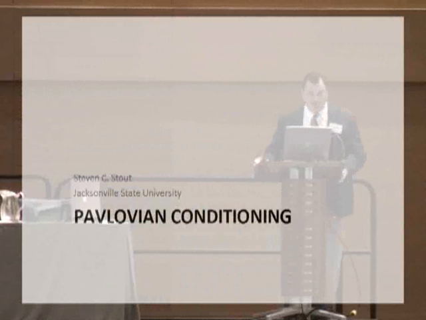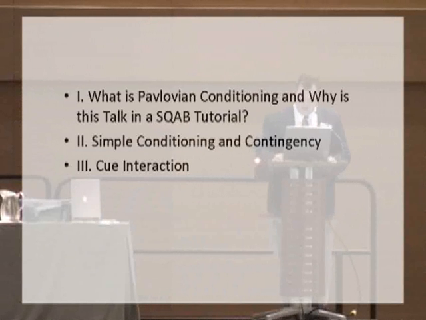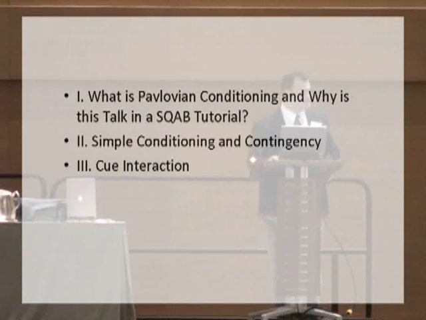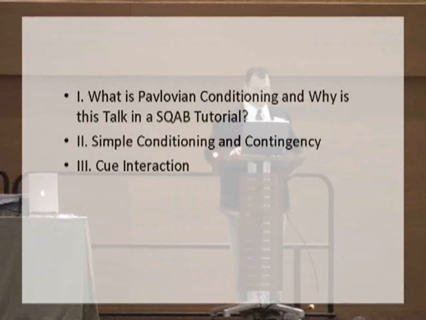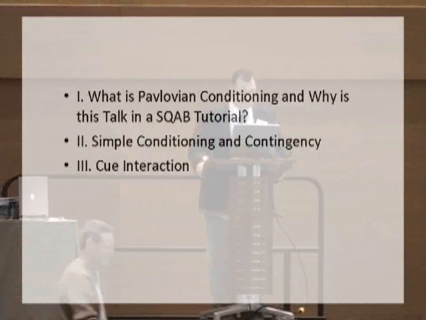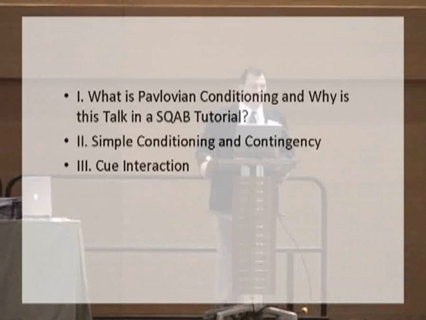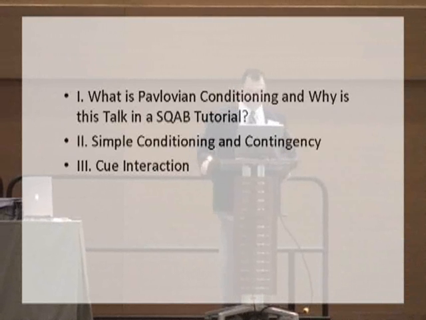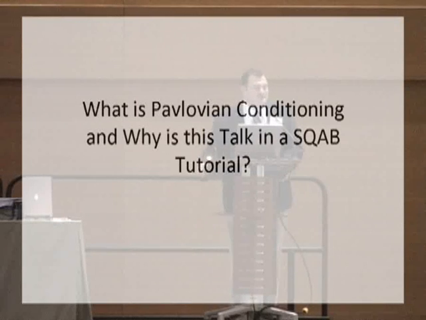Thank you, Peter. Can everyone hear me? Okay, my talk's divided into 3 sections today. The first section is, what is Pavlovian conditioning, and why is this talk in a SQAB tutorial? The second section will be called simple conditioning and contingency, and the third section that I hope to cover is cue interaction. So, first section, what is Pavlovian conditioning, and why is this talk in a SQAB tutorial?